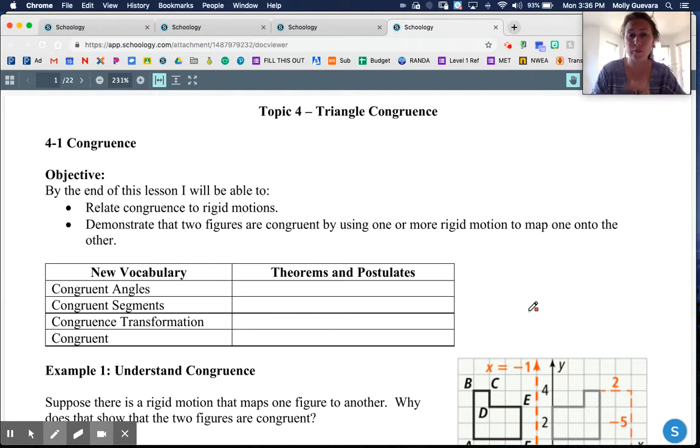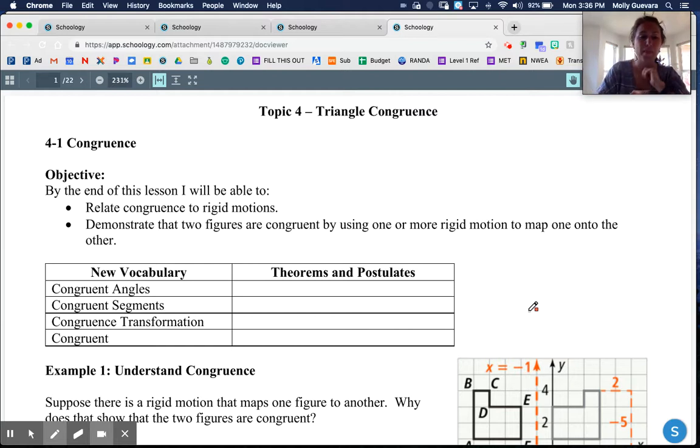Two objectives for today. The first objective says, by the end of this lesson, I will be able to relate congruence to rigid motions. A reminder, rigid motions are those motions that move shapes, but they don't change the shape and they don't change the size. You can reflect, rotate, or translate, and those don't change the shape or the size.